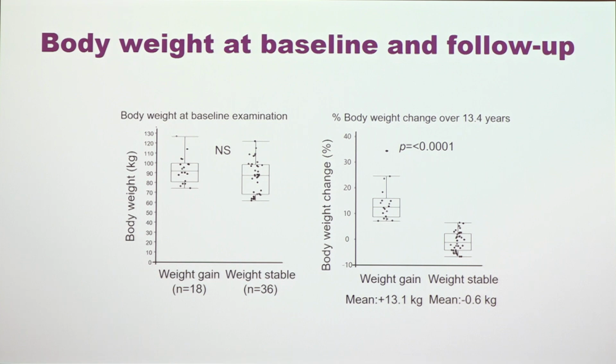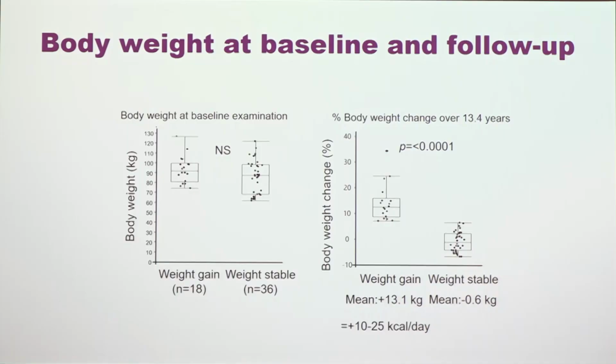Now, an increase in 13 kilograms over 13 years may sound extreme, but if you calculate the number of extra kilocalories that you need per day in order to gain that much weight, that equates to approximately 10 to 25 kilocalories per day. So it's basically a sugar cube per day extra. So you could never find these differences by looking at what they ate or how they moved or things like that.